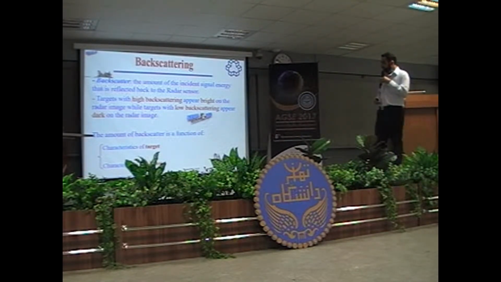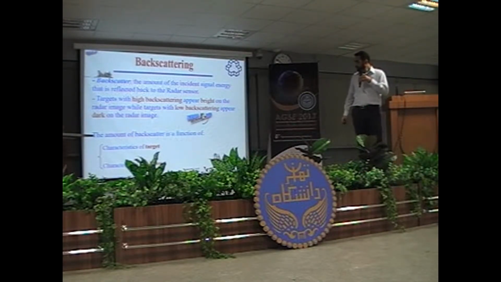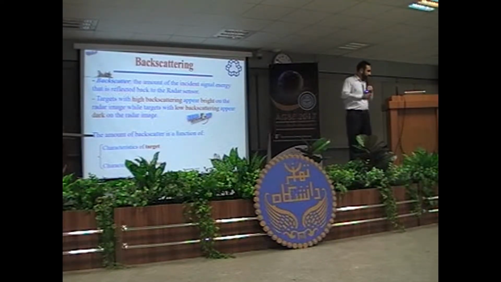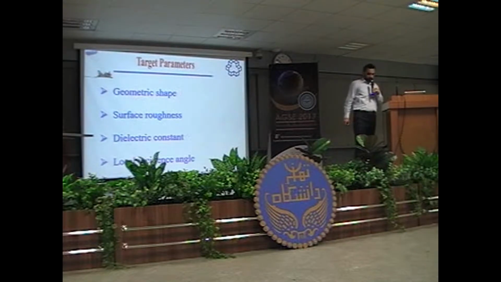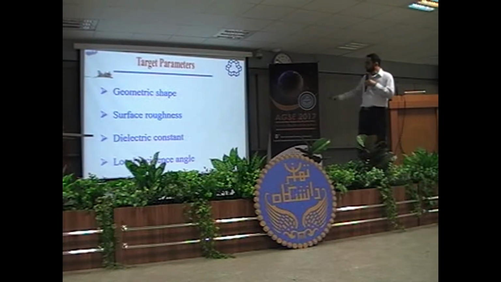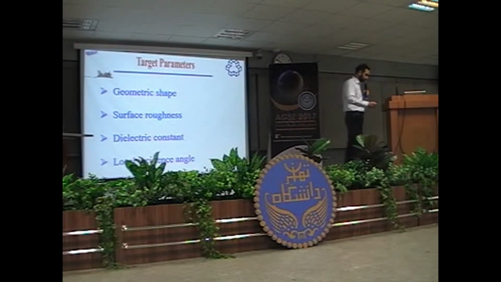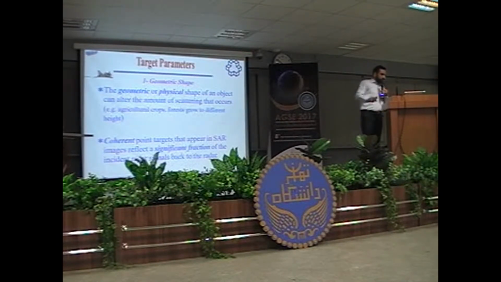The influencing factors for the backscatter depend on two things. First are the characteristics of the target, and the second are the characteristics of the sensors. So I start from the characteristics of the target. We divide these parameters into four. First, the geometric shape. The second is the surface roughness, then dielectric constant, and local incidence angle. I told you the local incidence angle is a target parameter. So I explain them one by one.